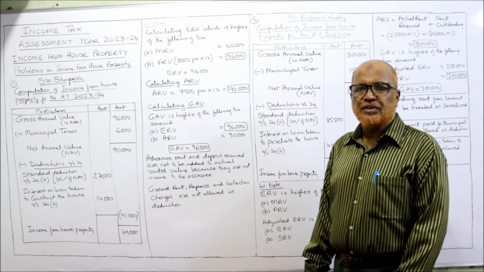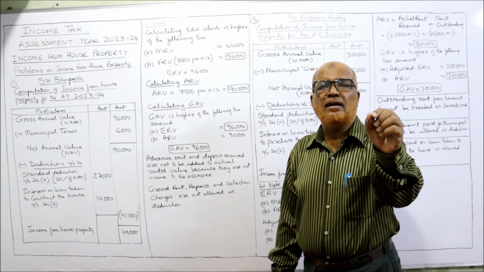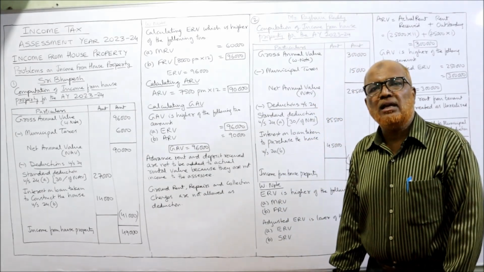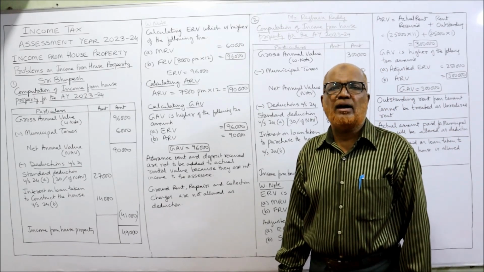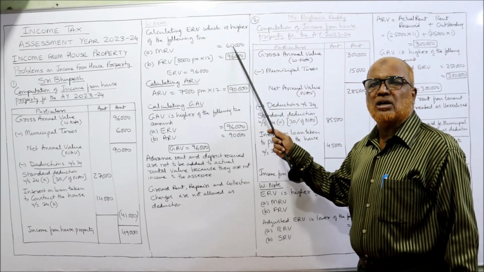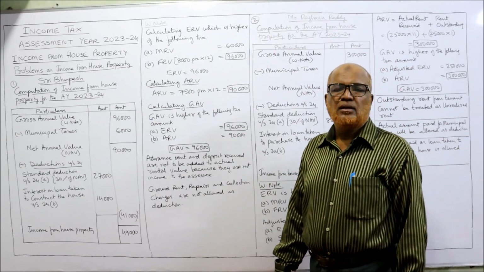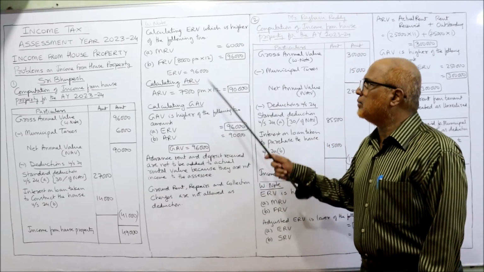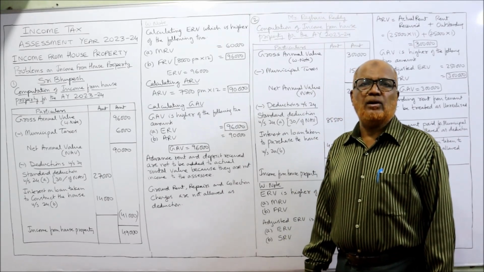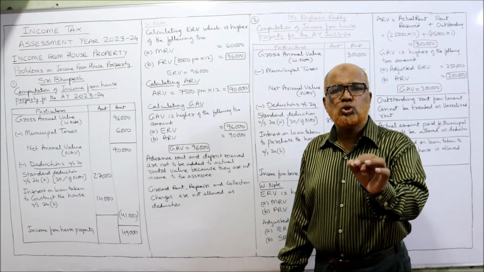So how to calculate GAV? In the working note, first calculate ERV. ERV stands for expected rental value, which is the higher of the following two amounts: municipal rental value MRV and fair rental value FRV. In our problem, municipal rental value MRV is given as 60,000 per annum, whereas fair rental value is given as 8,000 per month. So 8,000 per month into 12 gives 96,000 per annum. Whichever is higher is the ERV, expected rental value. 96,000 is the ERV. Secondly, find out the ARV, actual rental value.